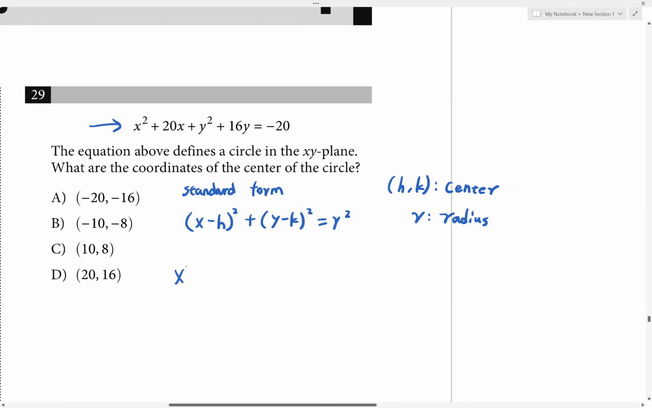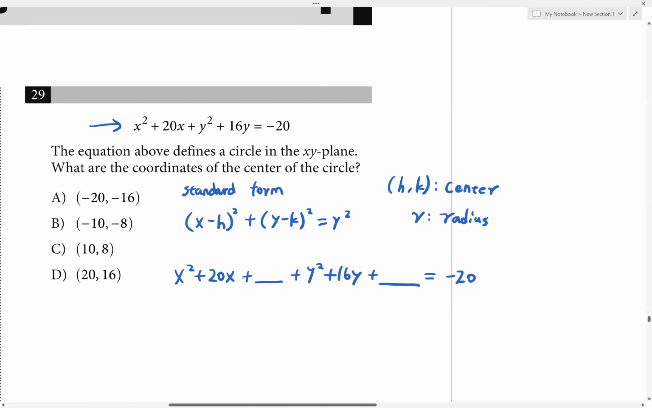Okay, so we have x^2 + 20x, and we're going to put all the x's together. They already are, and we're going to leave a space here and add a number there. And then the y^2 + 16y, again, we'll leave an open space right there and add a number. And then we have equal to -20. So now the question is, what number do we add?